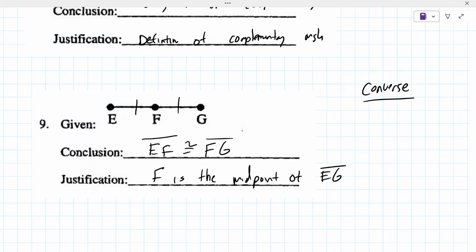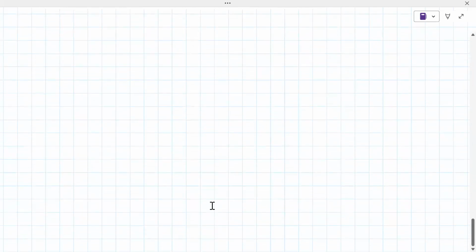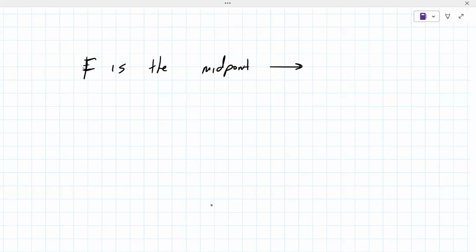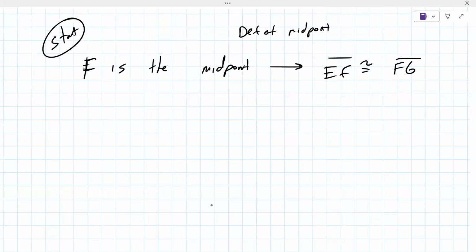Sure. Okay. So let's back up here. If I tell you F is the midpoint, that leads to, in this drawing, EF is congruent to FG. And the reason is the definition of midpoint. So you're starting here and you're ending here.